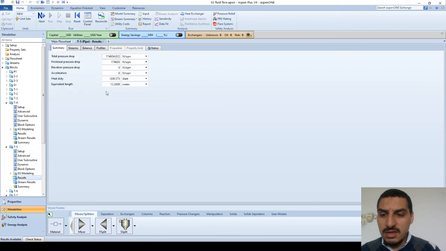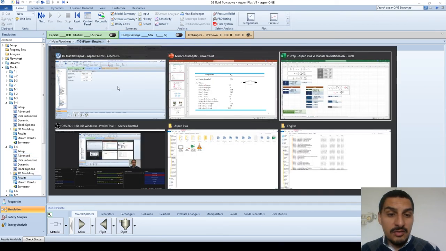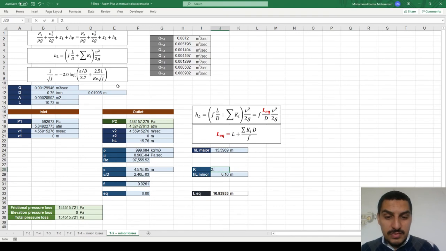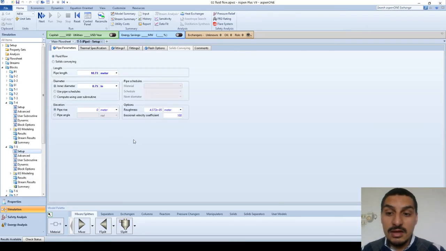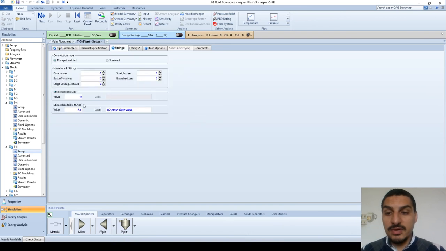The equivalent length now is 12.26. If I put it here as 2.1, it's 12.26. So it's giving exactly the same value while defining the k's from the miscellaneous k factor. Again, if you know what the losses will be equivalent to, how much length of the pipe, you can put it like this. But the data that are available are mainly k values, so it's going to be easier to work with these. So this is the first part where we can put the minor losses.